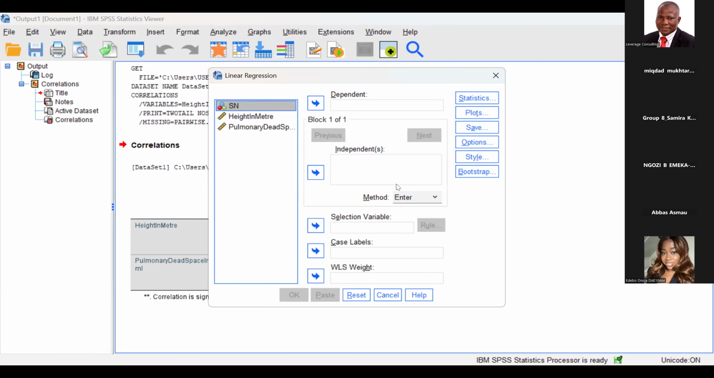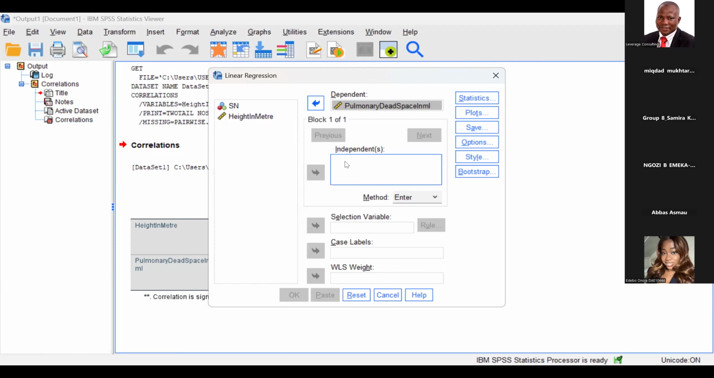What is your dependent variable? Which one leads to which? So your dependent variable is pulmonary dead space. It's height that determines pulmonary dead space, not the reverse. So pulmonary dead space, move it. Then the independent variable is height. Move height there. Click OK.